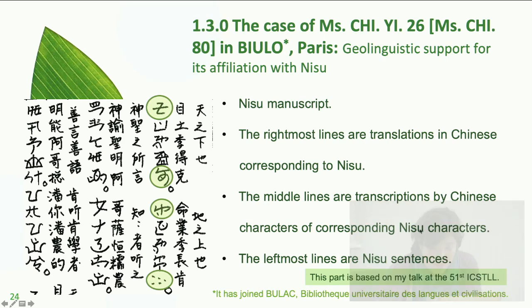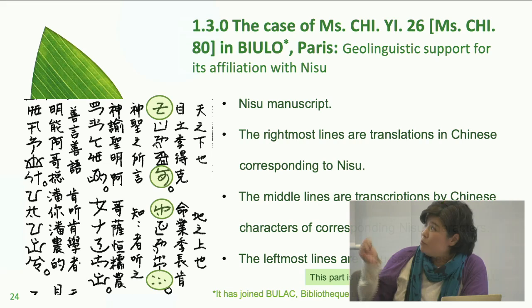Here, we have a manuscript in BIULO as a typical case. BIULO is Bibliothèque Interuniversitaire des Langues Orientales. Now it has joined BULAC. I'm just giving you a brief introduction of this manuscript. I'm not mentioning the details, so if interested, please refer to my paper of the 51st ICSGAL, which is available online. Okay, let me state my conclusion first.